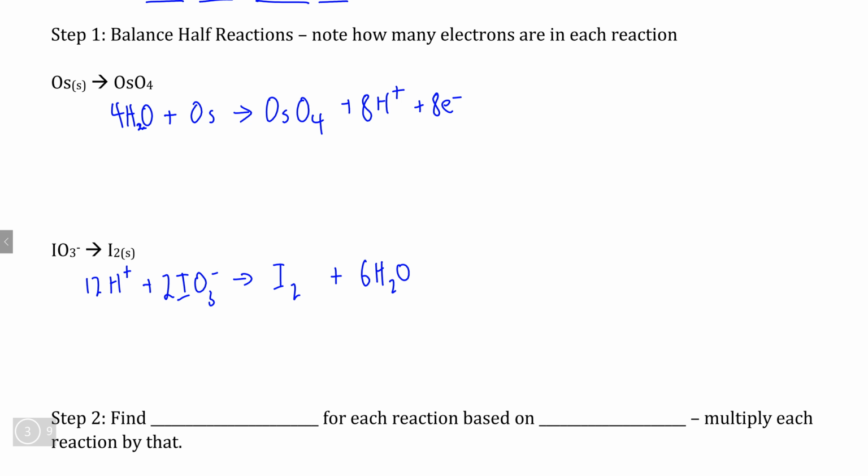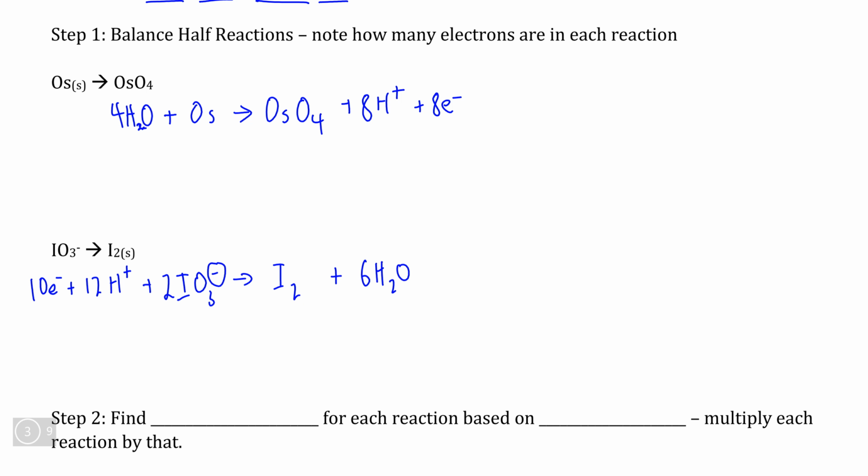Now, it's tempting to add 12 electrons to the reactants in our second half reaction, but that would be a mistake as we need to consider the -2 charge of the 2 iodate polyatomic ions here. So we can see that positive 12 minus 2 is positive 10, meaning that we need to add 10 electrons to the reactant side in order to balance out the charge.